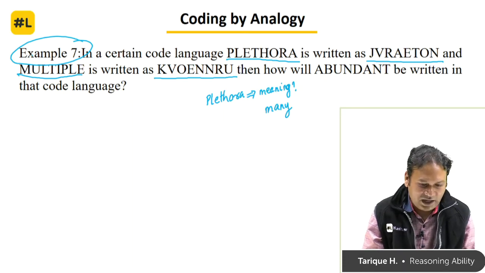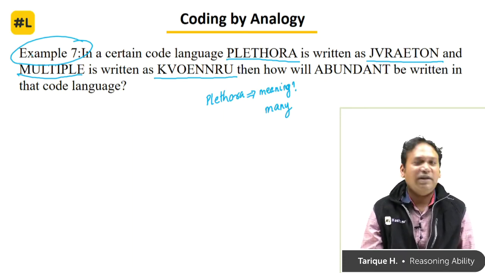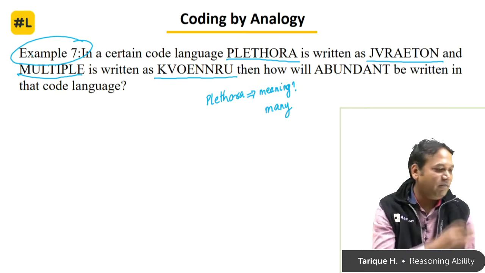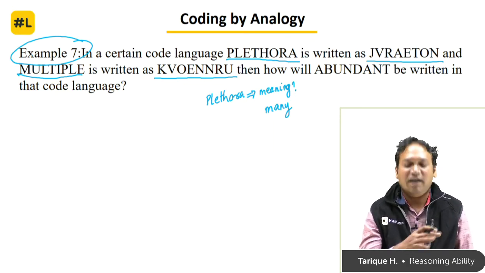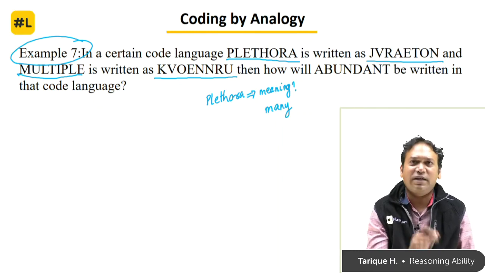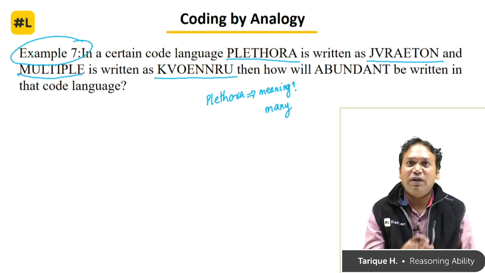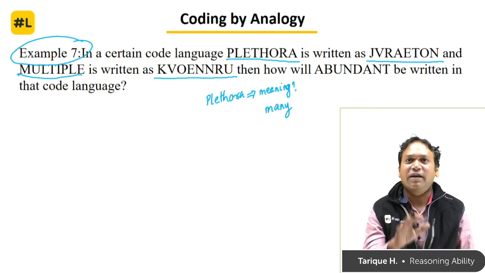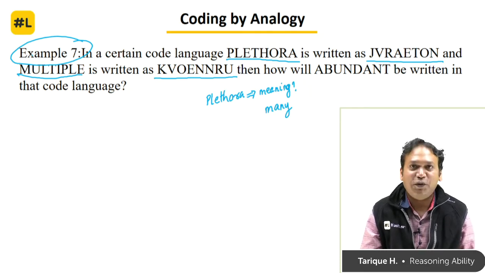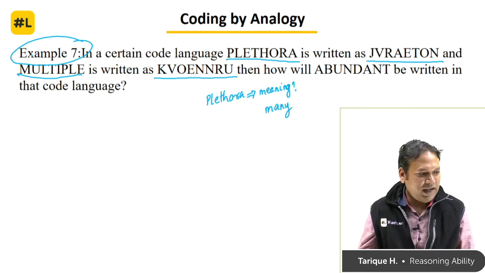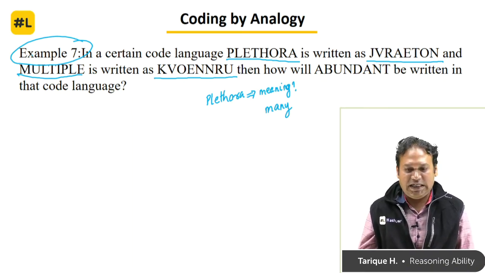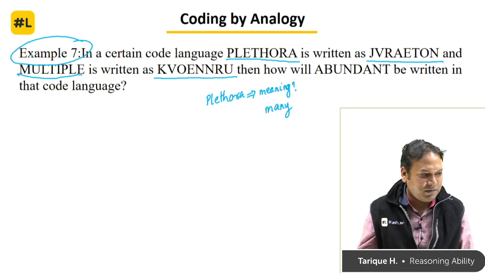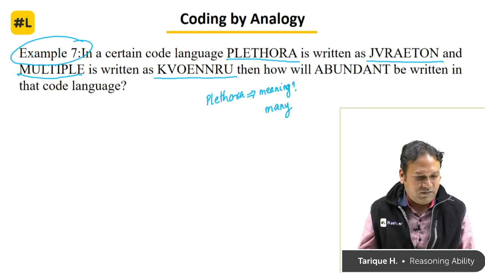Plethora does not mean array, plethora means many. Okay, I can see someone posted here that plethora means array. Plethora means many. There are a plethora of reasons. Okay, coming back to the question here first. This is a unique question coming first time online for you, right? So can anyone try and solve this question? In a certain code language, plethora is written as JVRAETON and multiple is written as KVOENNRU.